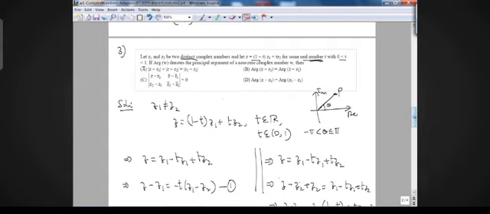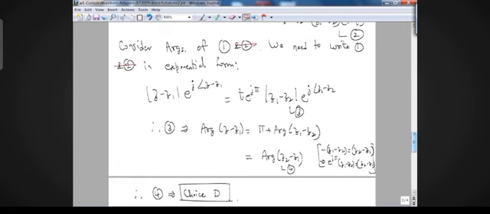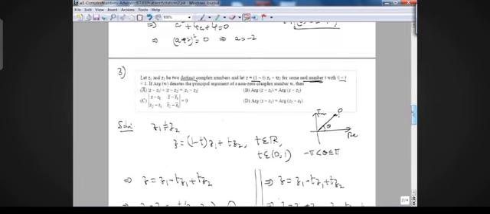If you don't believe me, think about it for a few minutes. Now, what about A and C? Well, for part A, and it turns out for part C, we need the magnitudes.